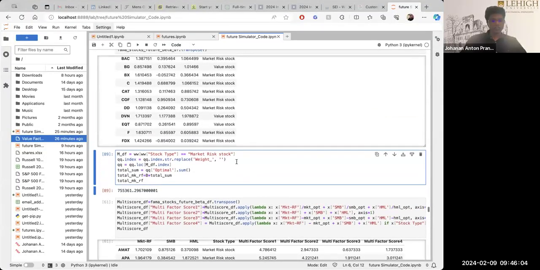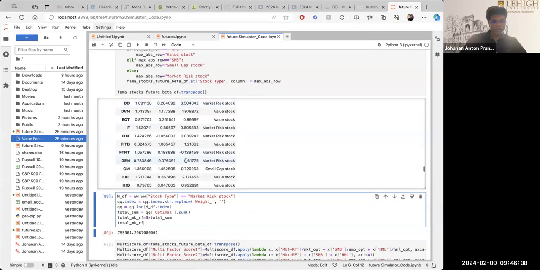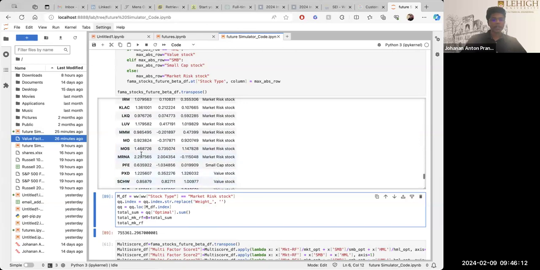Yeah, so this is the code we did. And if you look at here, for example, mRNA has almost equal exposure to the small cap and the market risk. And that makes sense because mRNA was a small cap stock, but then after COVID, especially because of vaccine development, they've been moving very well with the market.